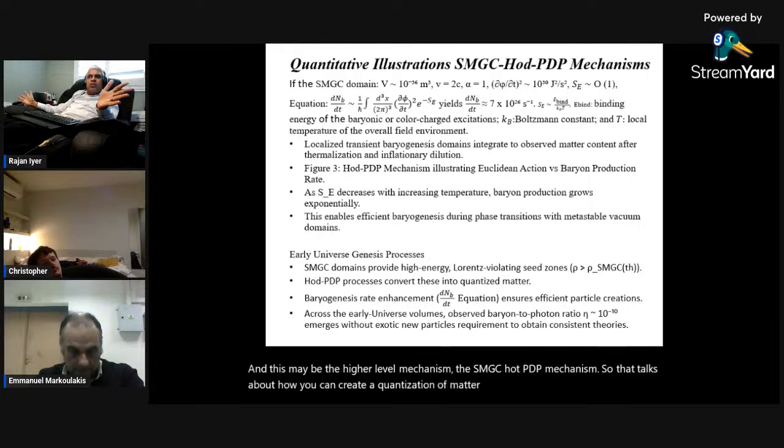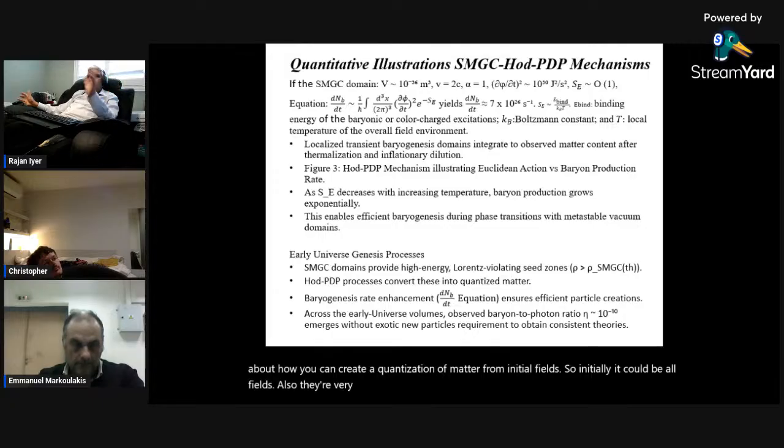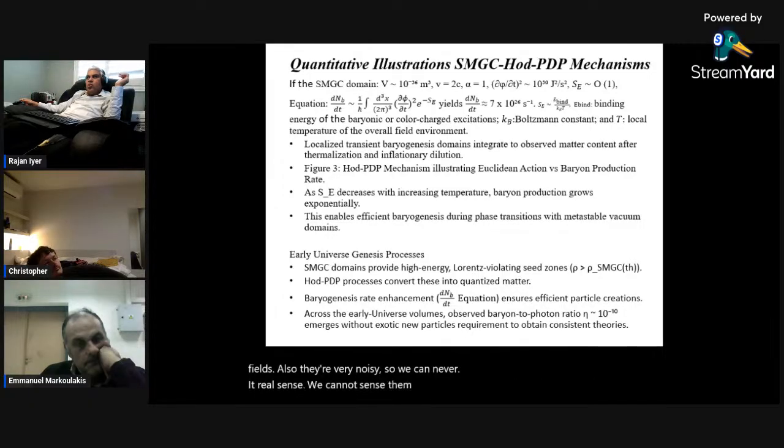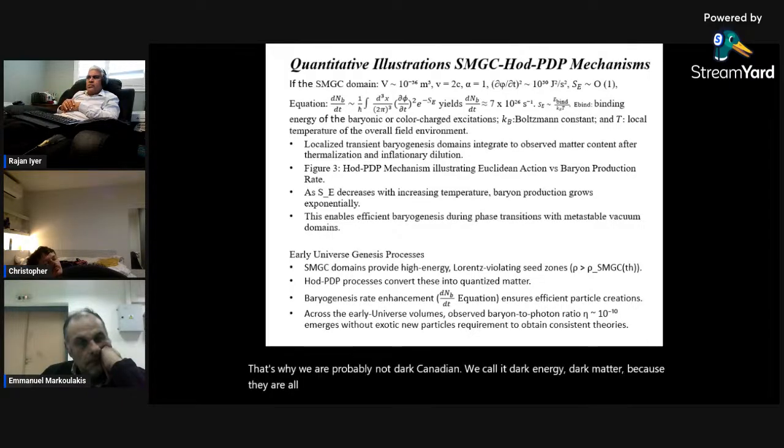So initially it could be all fields. Also, they're very noisy. So in a real sense, we cannot sense them because their signal to noise ratio is so low, they are not detectable. That may be the thing, that's why we call it dark energy, dark matter, because they are all part of this noise, the superluminal cogmare, which cannot be detected, at least at this point in time.